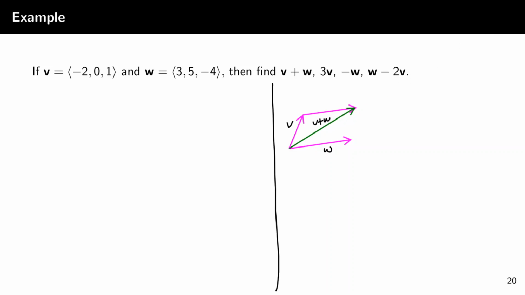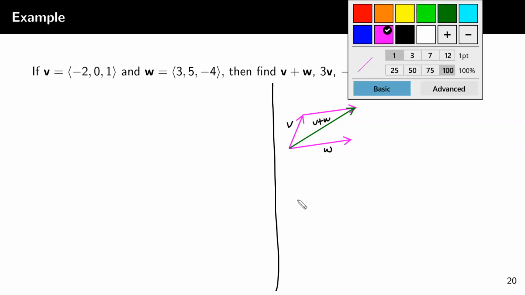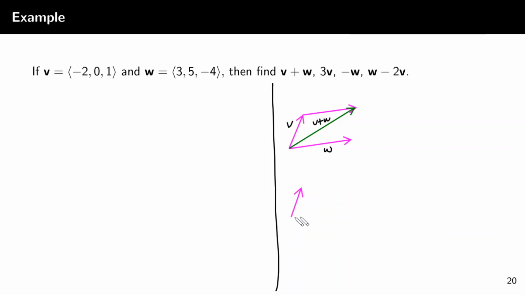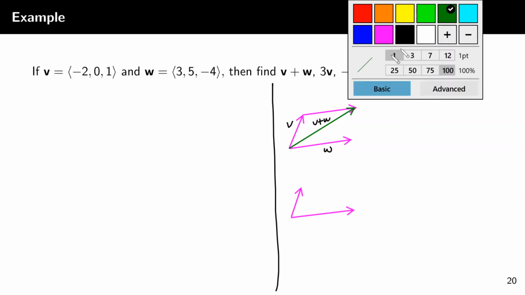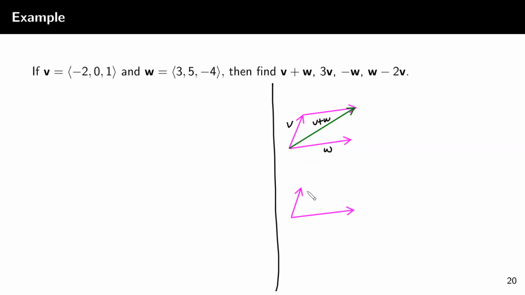And then kung subtraction naman, if this is v and this is w, okay, what I'm going to do is connect the head of v to the head of w. Ayan. So this is v, this is w, and this is v minus w.